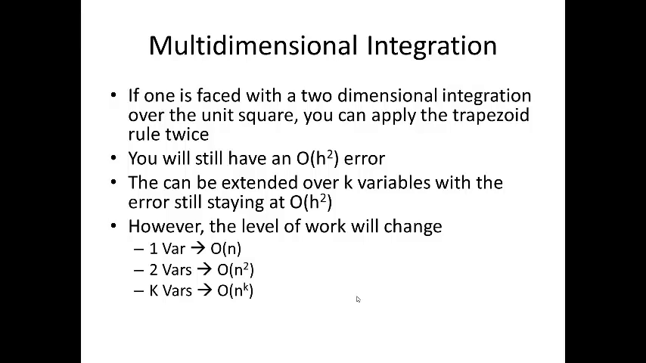However, the downside is the level of work changes. With one variable, the complexity of this trapezoidal integration is O of n. Two variables, O of n squared. And with k variables, it's O of n to the k. That's going to get ugly real fast, and given this complexity, we're going to need to use heuristics and approximations, such as Monte Carlo methods, in order to complete things in a reasonable amount of time.